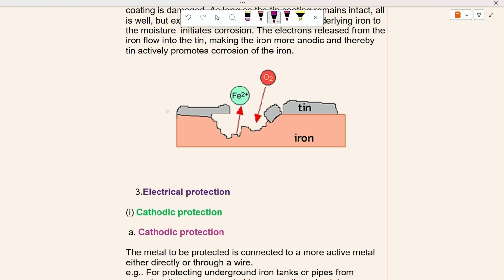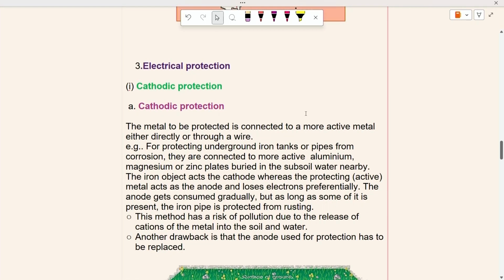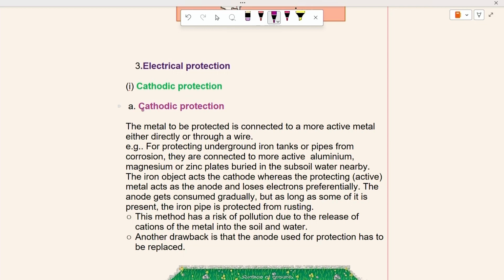Okay. The next type is electrical protection. In electrical protection, we have two types, cathodic protection and anodic protection. And in cathodic protection, we have two types: one is the ordinary cathodic protection, and the other one is impressed cathodic protection. Okay, so first we will see what is cathodic protection.